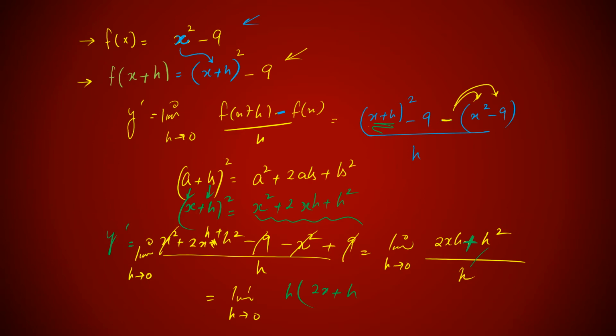Now remember, if you don't know how to factor out or how to take the common factor, please go to my previous videos and check it out. So over h, now cancel h and h. What is left? Limit h approaches to 0 of 2x plus h. Now the only thing left is to apply the limit, meaning in place of h, write down the 0. So your answer is 2x.